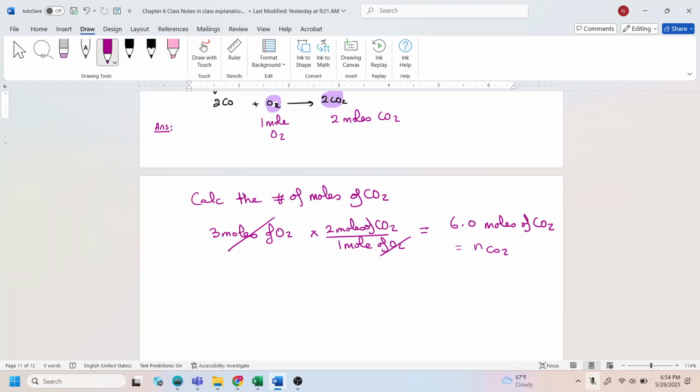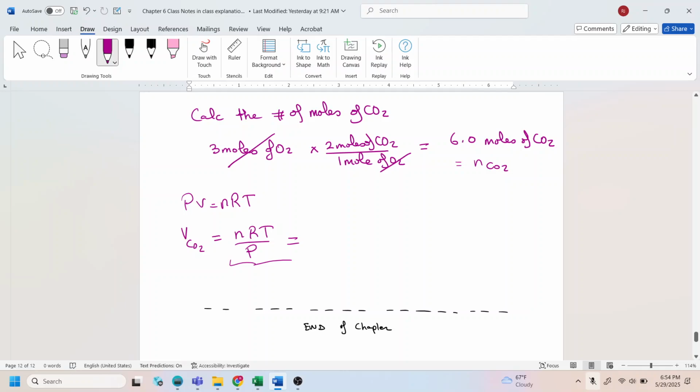Okay, so now I know that PV is equal to nRT of the CO2. I need the volume of the CO2, so that is equal to nRT divided by P. Everything is going to be for CO2, okay, not for oxygen. So the n for the CO2, I got it, which is 6.0 moles of carbon dioxide. I'm going to multiply this by the gas constant, which is in liter atmosphere per mole Kelvin, okay?